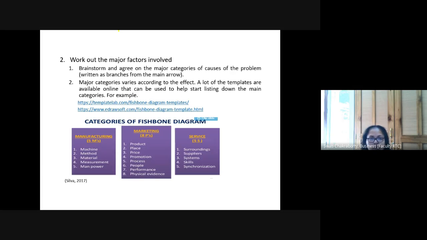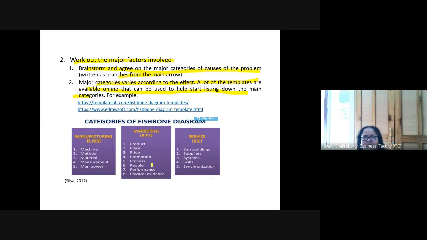So the second step that comes up is to work out the major factors involved. So brainstorm and agree on the major categories of causes of the problem. These are written as branches from the main arrow, which I had shown you. And major categories vary according to the problem, the effect. A lot of templates are available online, which are used to help start listing down the main categories. So this is the example.